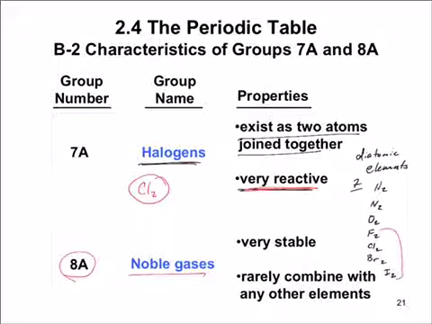Now, contrast that with Group 8A. These are the noble gases. They're really very stable. They don't do much. They rarely combine with other elements. That doesn't mean we can't make them combine. We have, but it's not an easy task. It usually requires some very special experimental conditions.